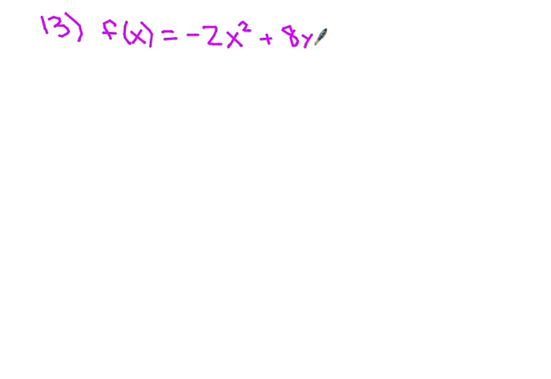So number 13 from your homework, I believe, is our f of x equals -2x squared plus 8x minus 7 plus 7. Okay, so let's say that's my equation now. Things are going to get a little more complicated. I only want to complete the square if this lead coefficient is 1. So in order to do that, I need to divide by that -2.